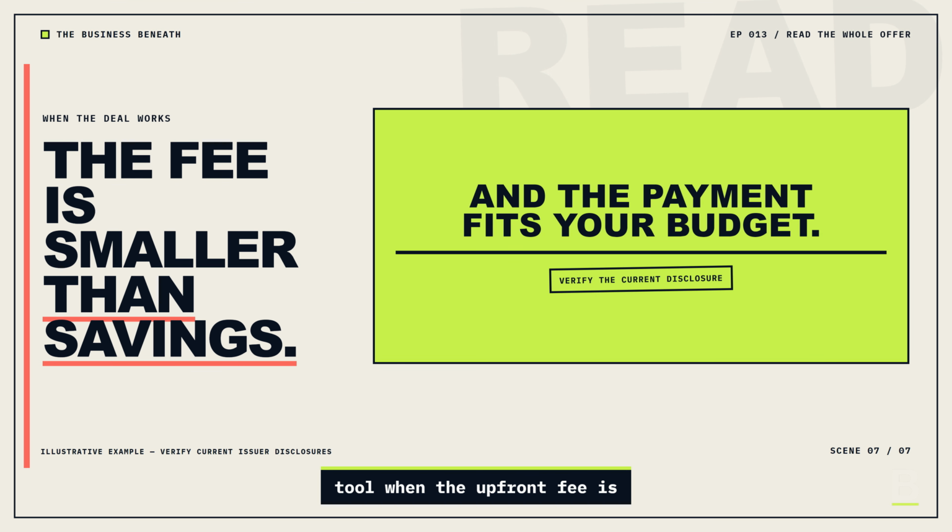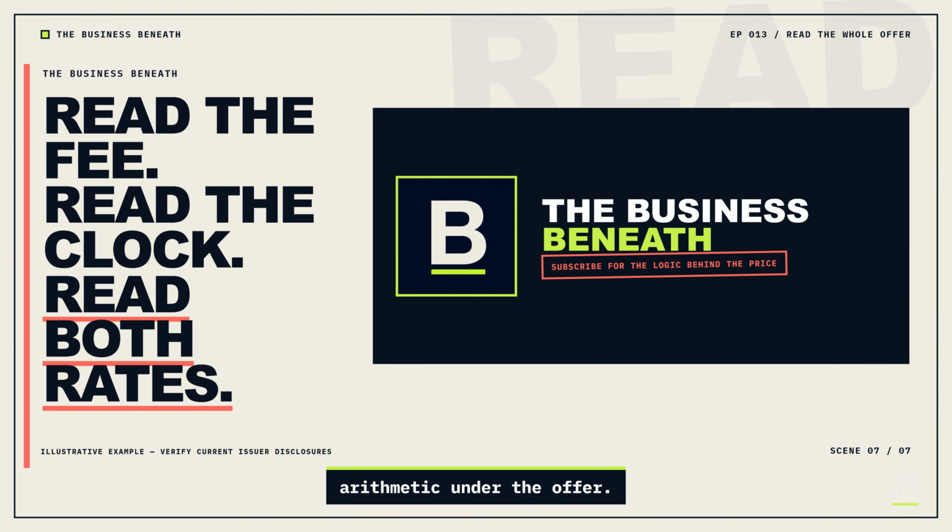A balance transfer can be a powerful tool when the upfront fee is smaller than the interest avoided and the monthly target fits your budget. The business beneath is the arithmetic under the offer. Read the fee, read the clock, read both rates, then decide whether zero is actually cheaper for you.